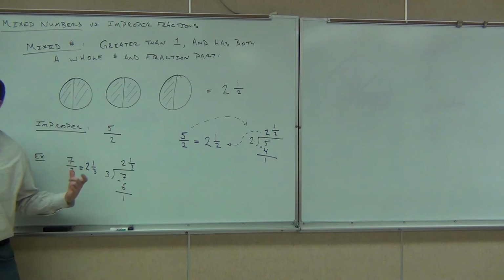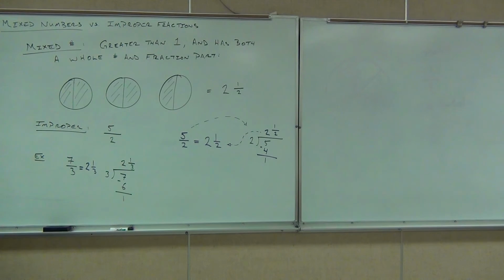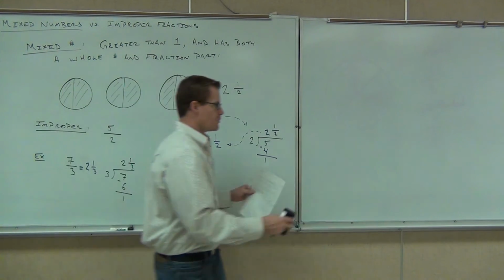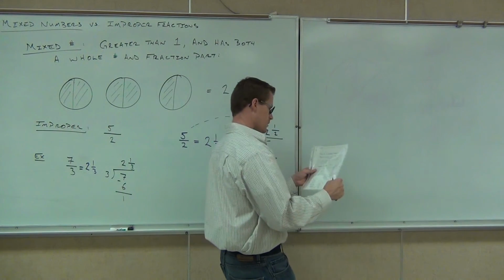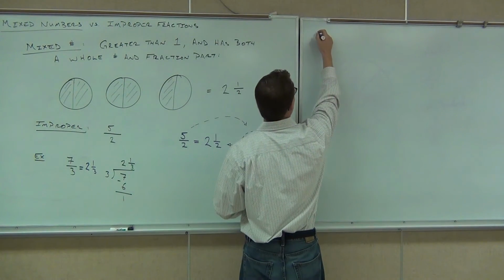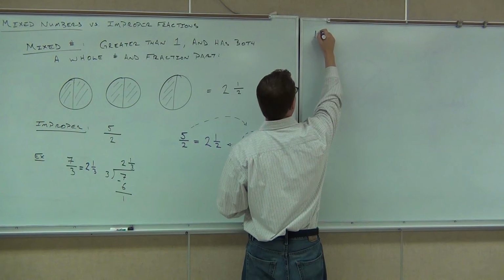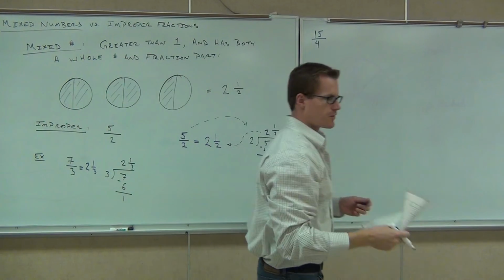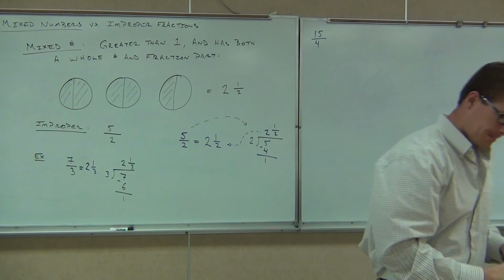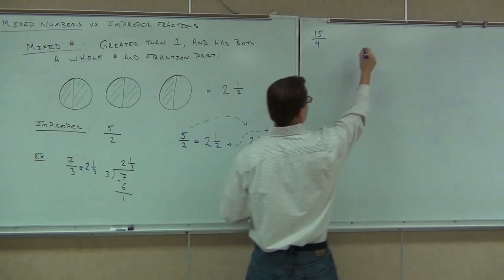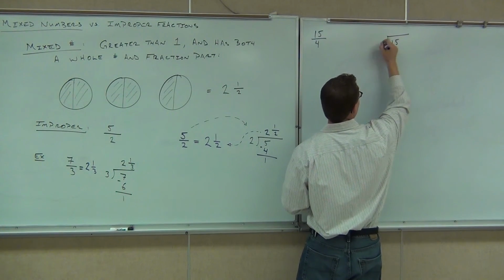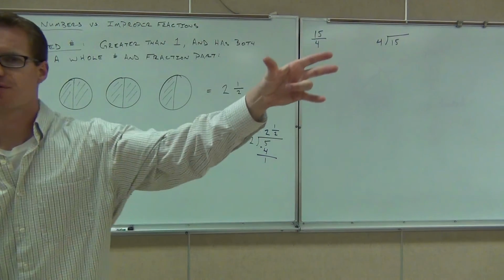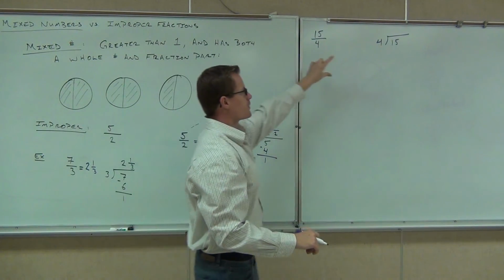We can go from our improper fraction to a mixed number. We'll try a couple more together. We'll talk about going backwards, and then I'll have you do some on your own. Let's try 15/4. So on the inside of our division symbol, we'll put our 15, and we're dividing by 4. So the fraction tells us what to put where. Our numerator goes on the inside of our division symbol. Our denominator goes on the outside as our divisor.